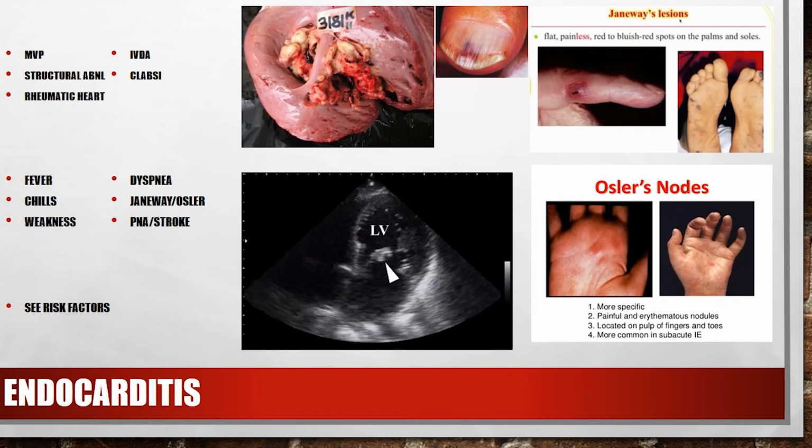So Janeway's lesions are flat, painless spots on your fingers and toes. The key here is the word painless, okay? So if you need to remember this, Mary Jane will never hurt you, okay? Osler, he was a famous physician, really nice guy, incredibly observant. He found the painful ones, okay? So these are the same idea. You have these sort of nodules on the fingers and toes, but they really hurt. Okay, so if it hurts, it's the guy. If it doesn't hurt, it's the gal. And either way, they should be on your feet and your hands.